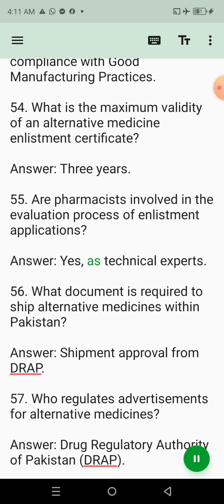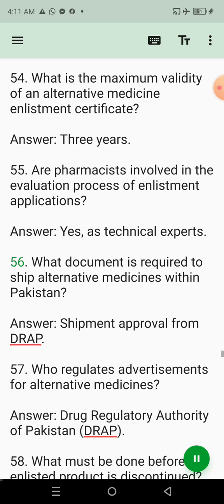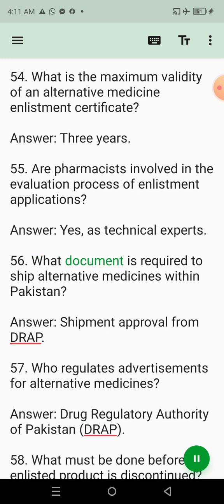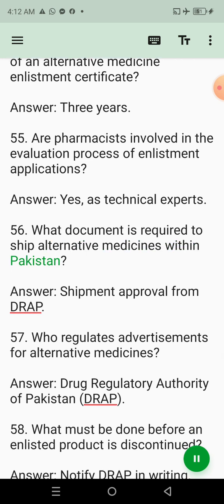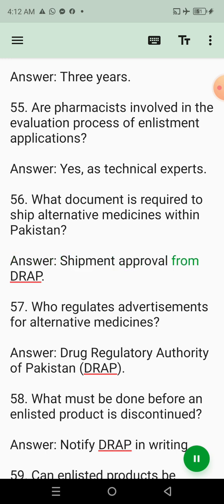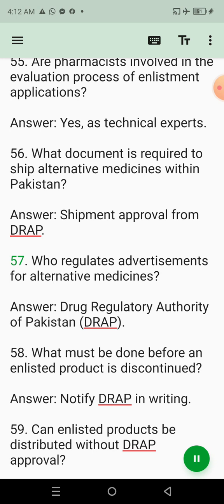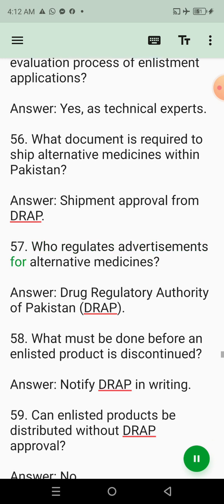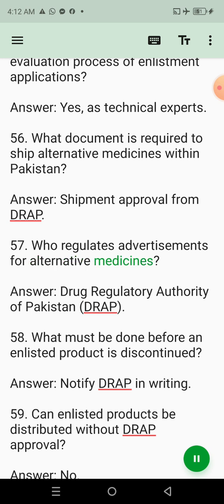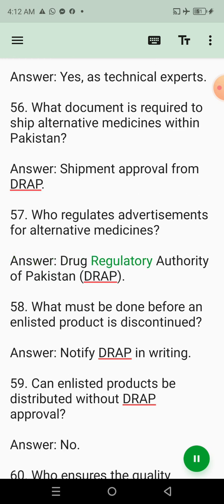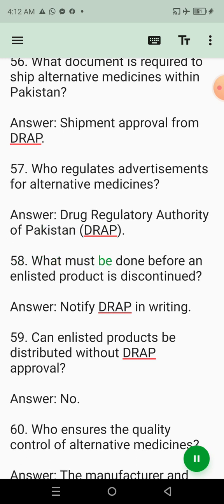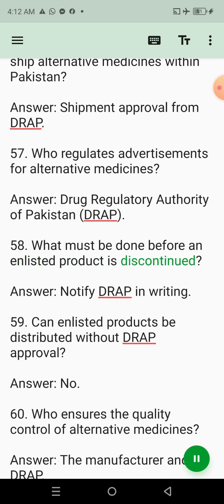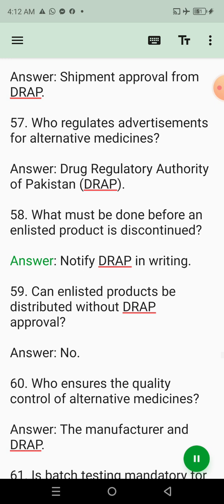Answer: Yes, as technical experts. 56. What document is required to ship alternative medicines within Pakistan? Answer: Shipment approval from DRAP. 57. Who regulates advertisements for alternative medicines? Answer: Drug Regulatory Authority of Pakistan, DRAP. 58. What must be done before an enlisted product is discontinued? Answer: Notify DRAP in writing.